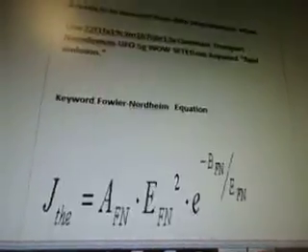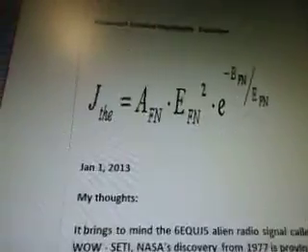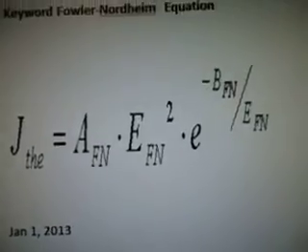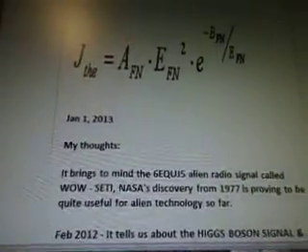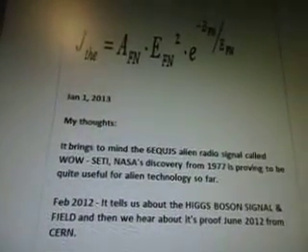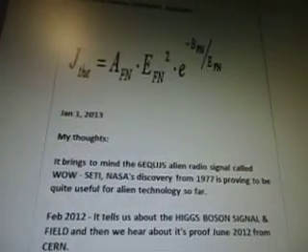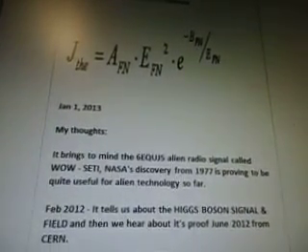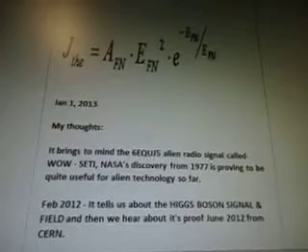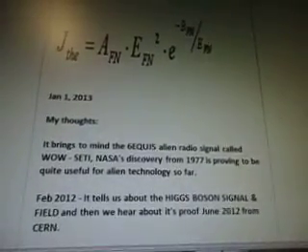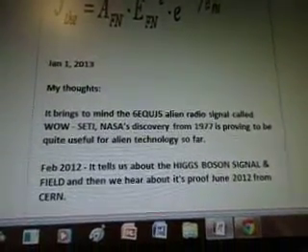Okay, so the keyword Fowler-Nordheim equation, this was the equation we were looking at here. January 1st, 2013, my thoughts. It brings to mind the 60QUJ5 alien radio signal called WOW. SETI, NASA's discovery from 1977, is proving to be quite useful for alien technology so far.